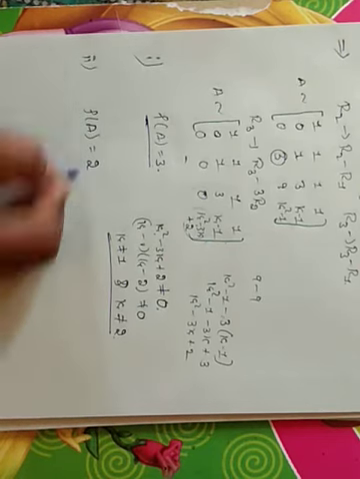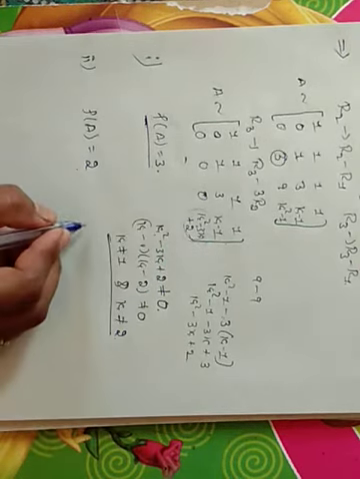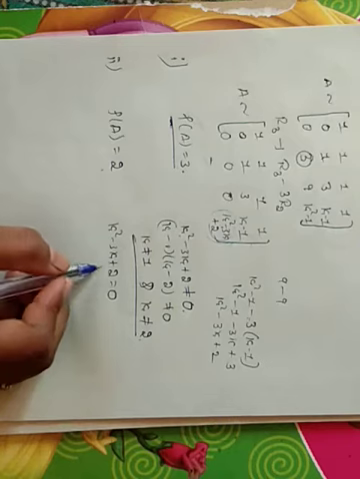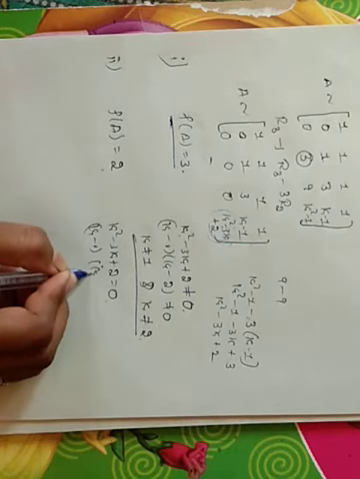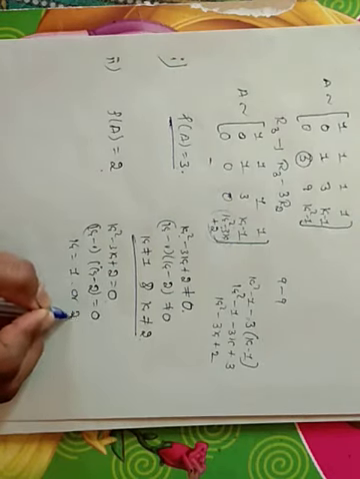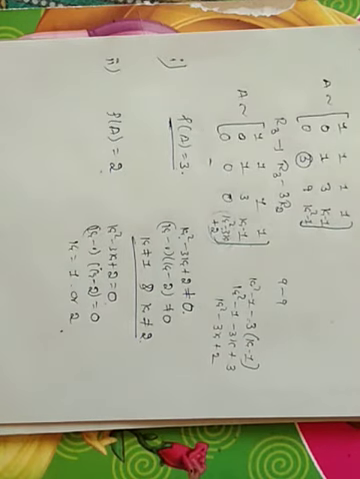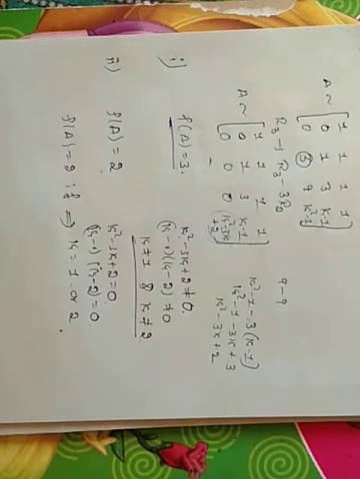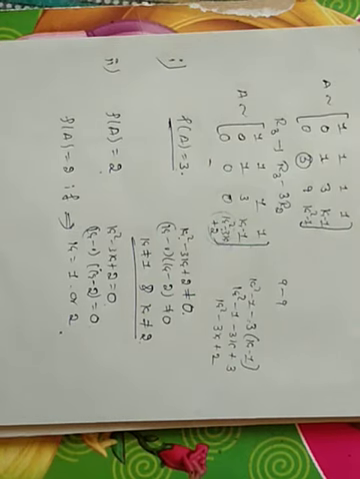Rank of A is 2 when this k square minus 3k plus 2 is 0. And this is 0 only if, using the simplification of the quadratic equation, we get k equal to 1 or 2. So your rank of the matrix becomes 2 only when k is 1 or 2. So rank of A is 2 if k is equal to 1 or 2. That is how to find out the values of k if the matrix has rank 3 or 2.